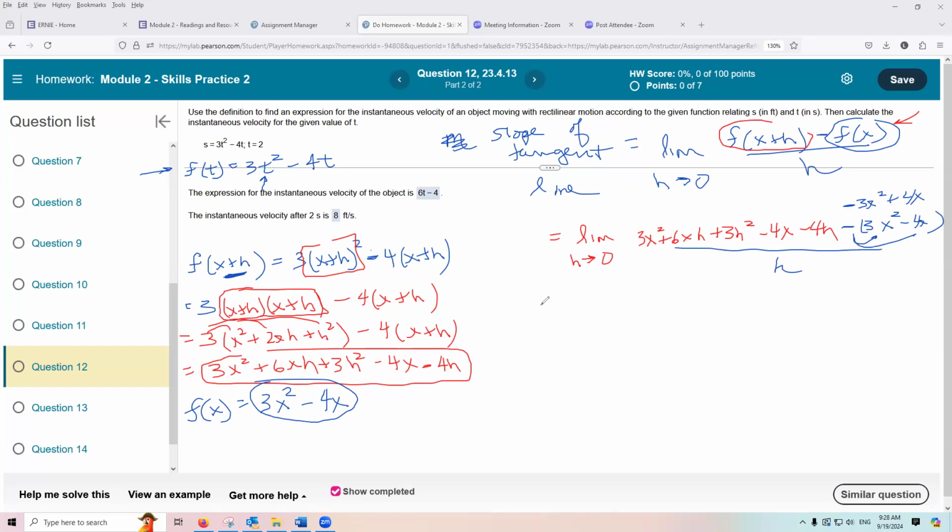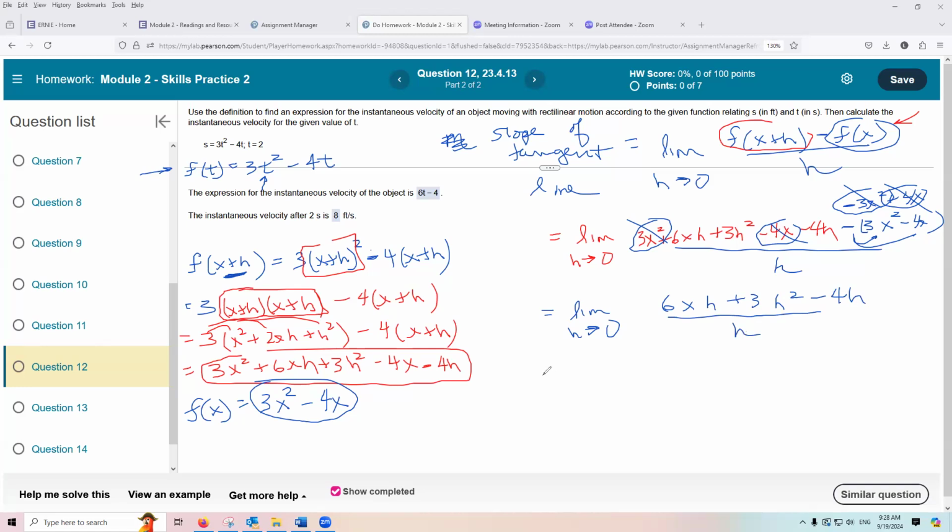All right, well, I'm noticing there's a little bit of canceling that can be done here. Because here's a plus 3x squared and a minus 3x squared. So I'm going to wipe those out. Here's a minus 4x and a plus 4x. I'm going to wipe those out. All right, here's what we have left then. 6xh plus 3h squared minus 4h all over h.